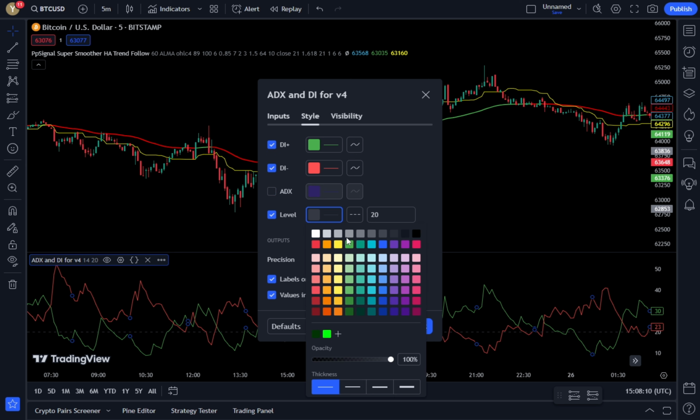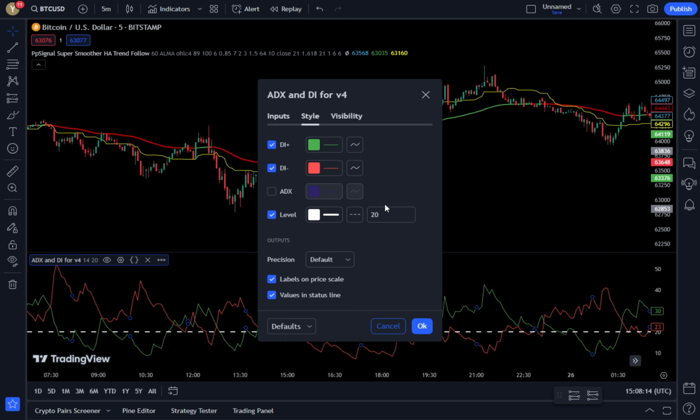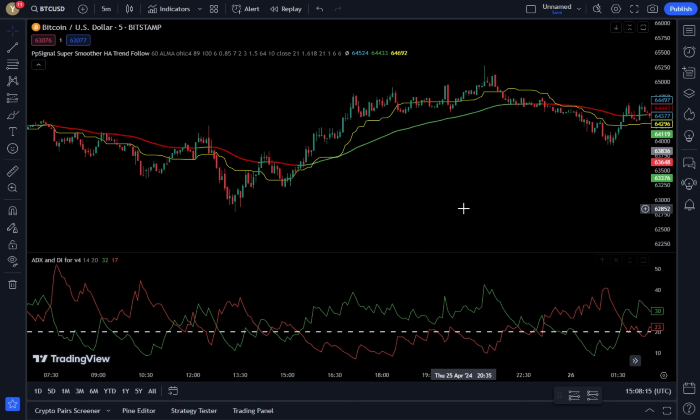Then, go to the Style tab. In the Style tab, remove markings on ADX and adjust the colors of the other lines according to your preference. Once you've made the changes, click OK to confirm the adjustments.